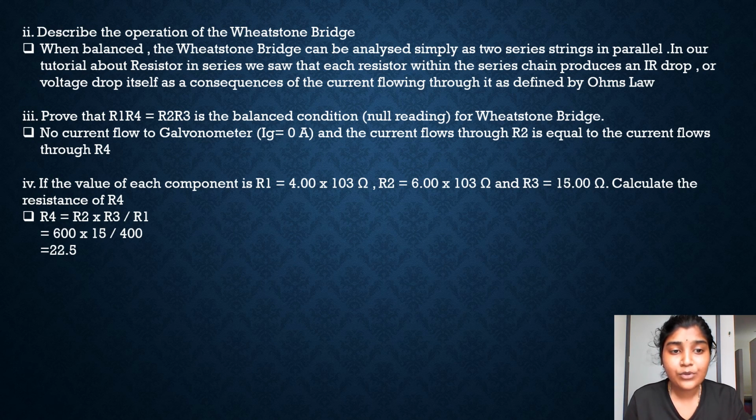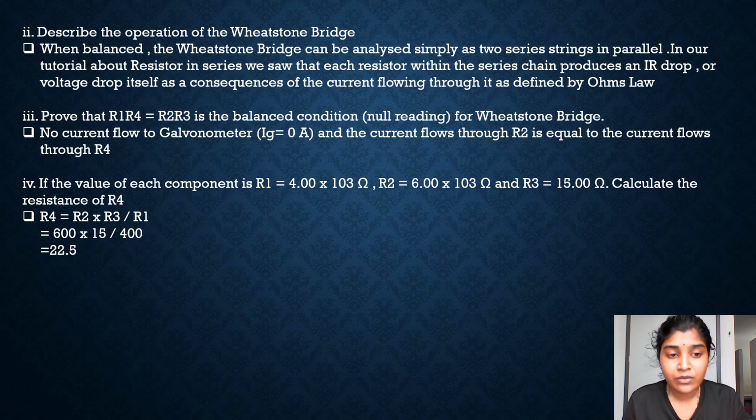D. Prove that R1 R4 equals R2 R3 is the balance condition, the null reading, for the Wheatstone bridge. No current flows to the galvanometer. Ig equals 0 A and the current flowing through R2 is equal to the current flowing through R4.